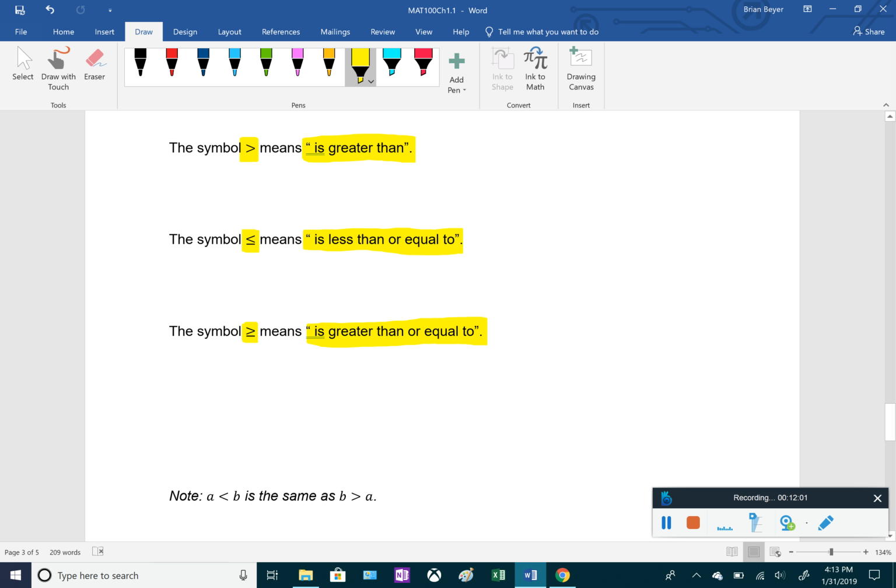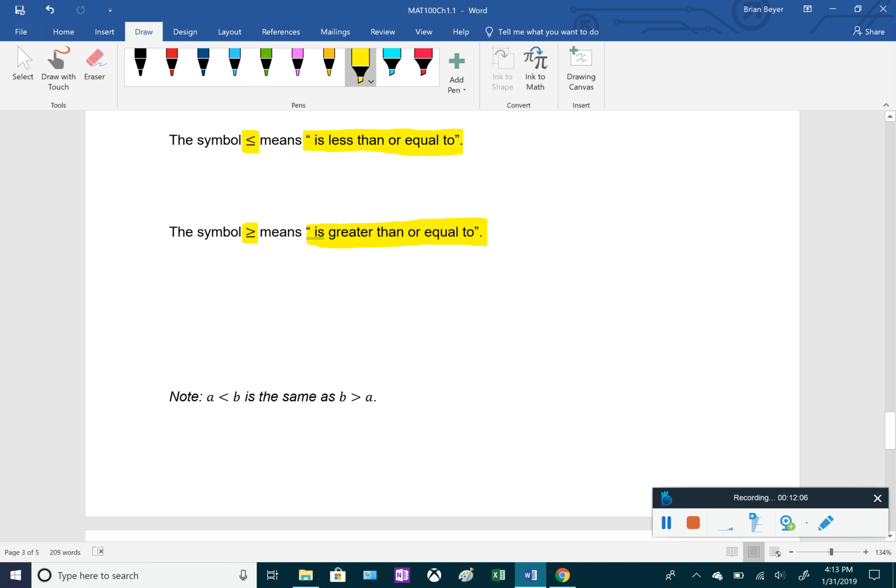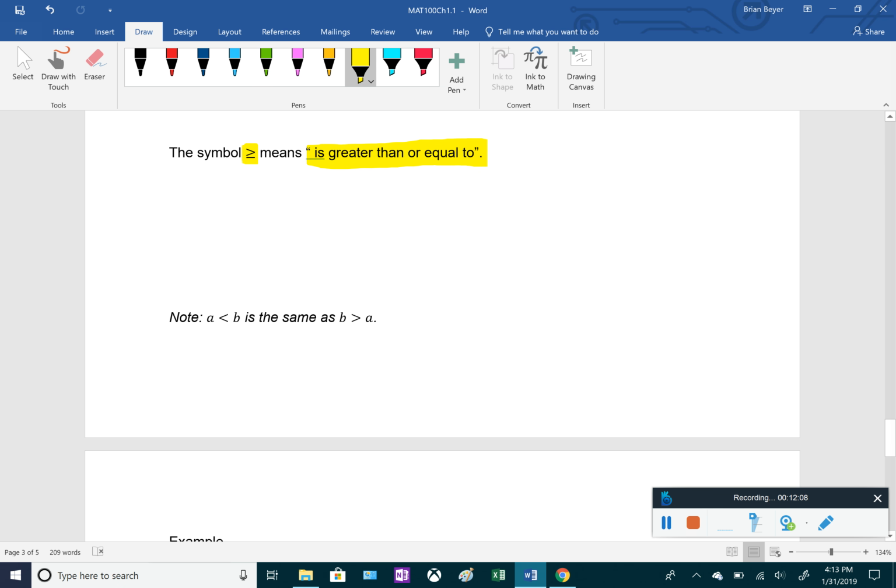So these are all examples of inequalities rather than an equal sign. And just keep in mind the little note I have down here. A is less than B is the same as B is greater than A. It's just reversing the order of how you would read it.